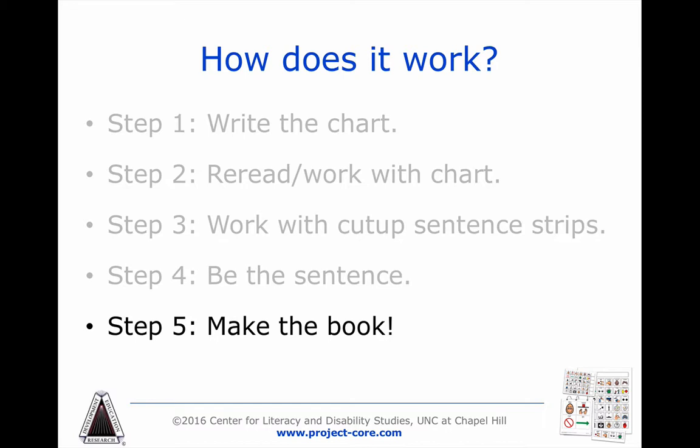Depending on the skills of your students, each step can be completed on a separate day, or multiple steps can be combined into a single session. Let's go over each step in depth.